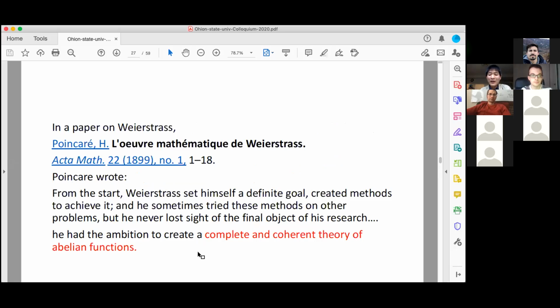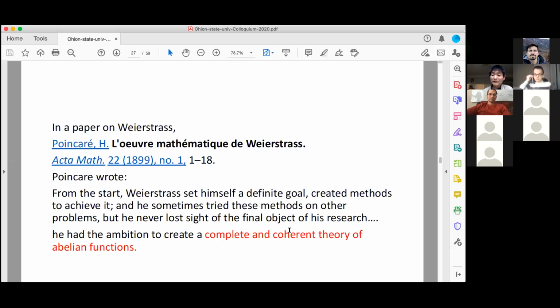After Weierstrass died, Poincaré wrote an overview of the mathematical work of Weierstrass. That's what Poincaré wrote. Right from the start, Weierstrass set himself a definite goal, and then he created methods to achieve it. Sometimes he tried this method on other problems, but he never loses sight of the final object of his research. He had the ambition to create a complete and coherent theory of abelian functions. That was his life dream.